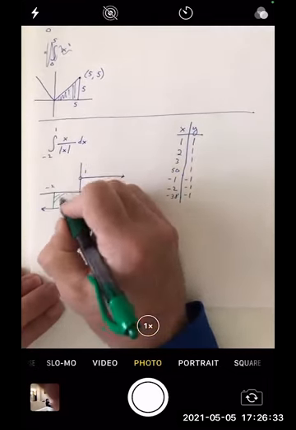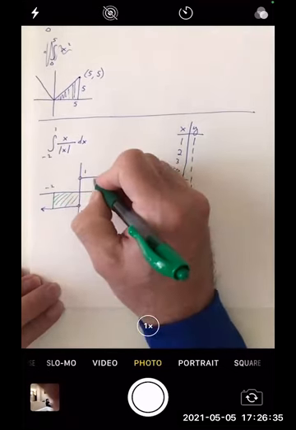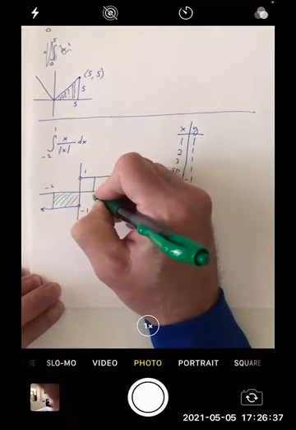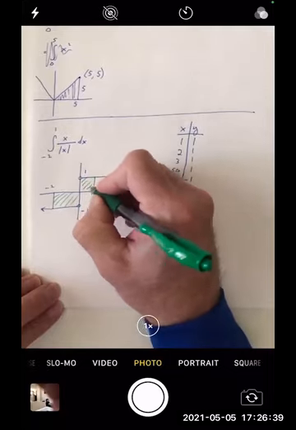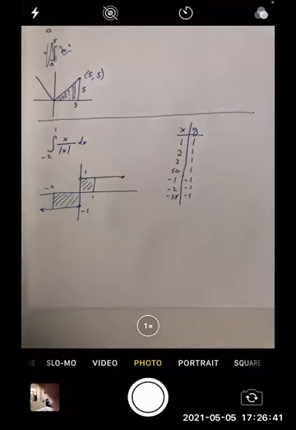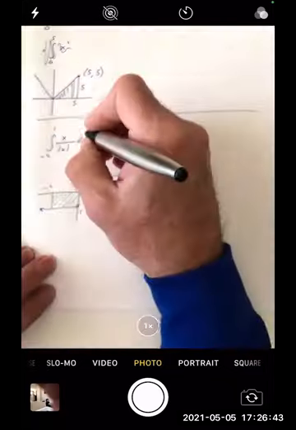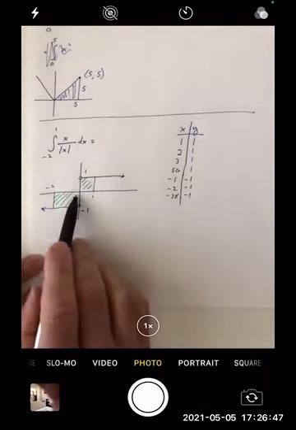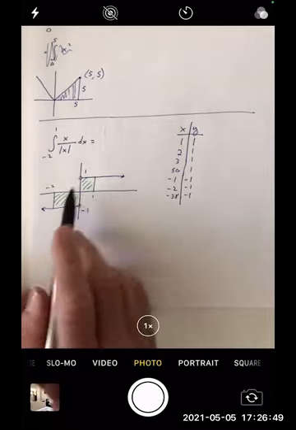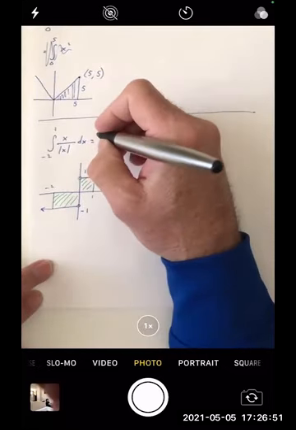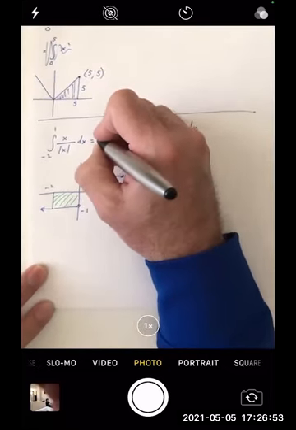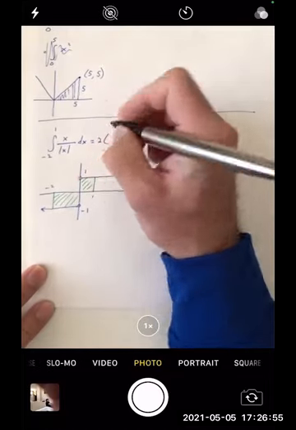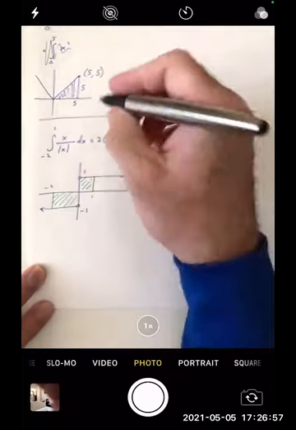So the area of this rectangle here and the area of that rectangle there. A rectangle is just base times height. So for this first rectangle down here, the base is what? -2. And the height? -1.